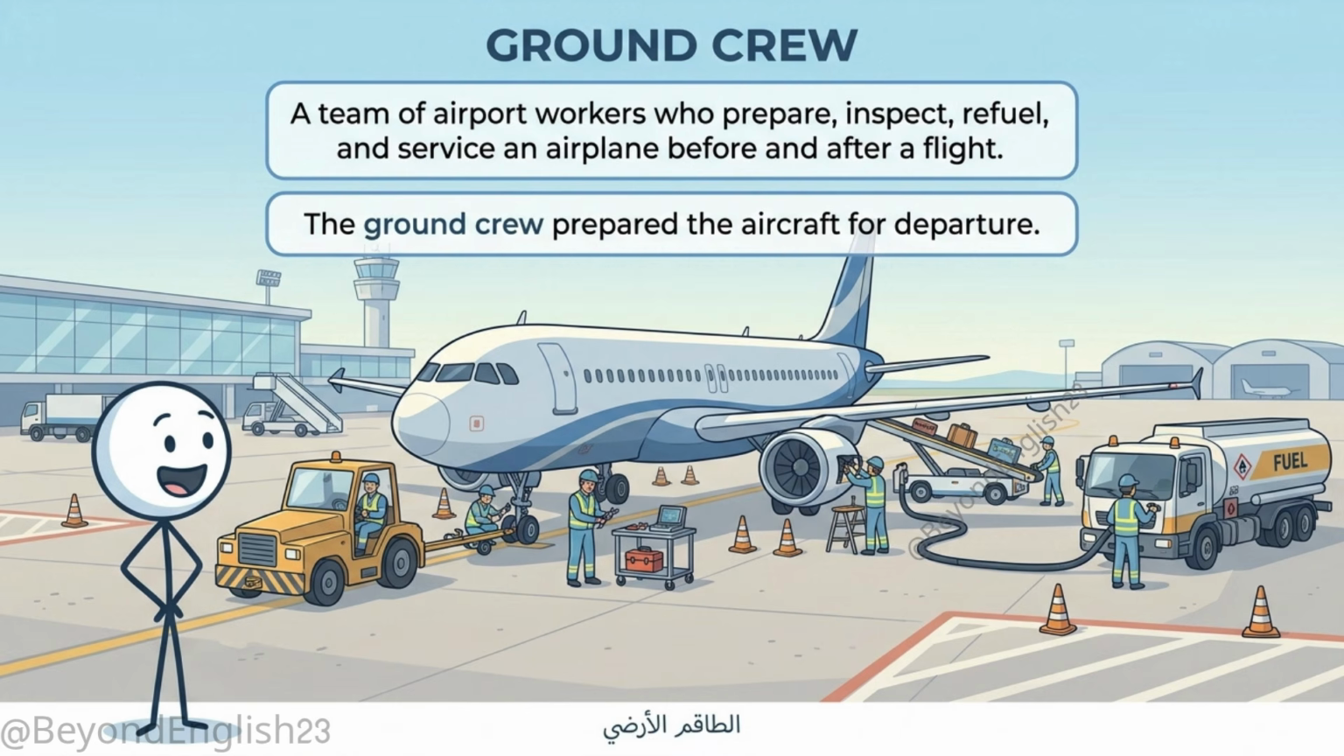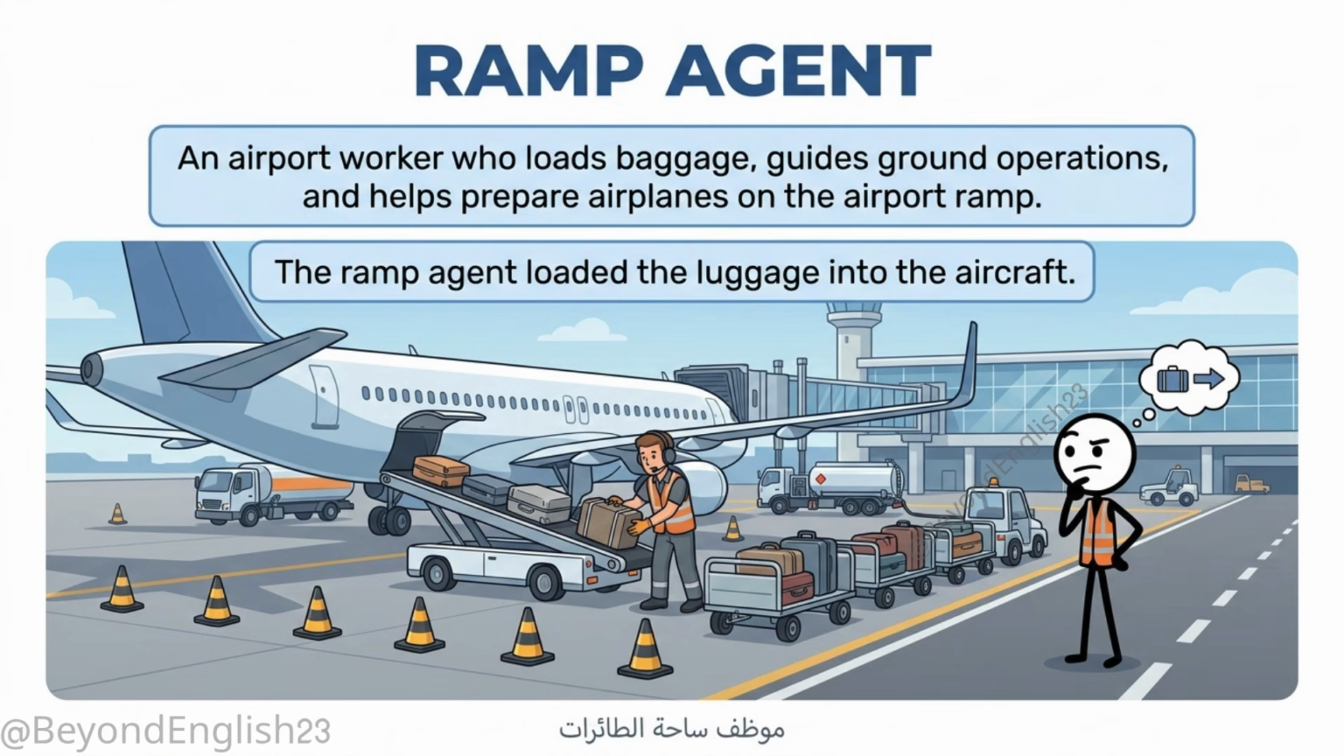7. Ground crew. Ground crew are airport employees who handle operations on the ground before and after flights. Their tasks include loading luggage, guiding aircraft, cleaning planes, and preparing aircraft for departure. Example, the ground crew prepared the airplane before the passengers boarded.